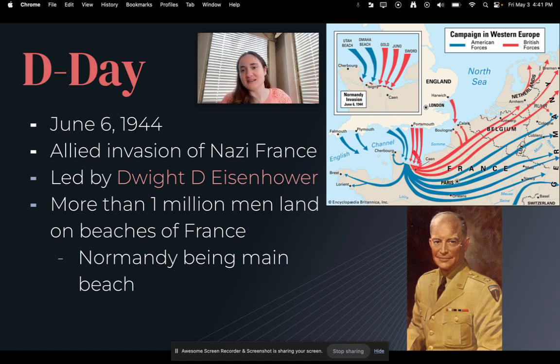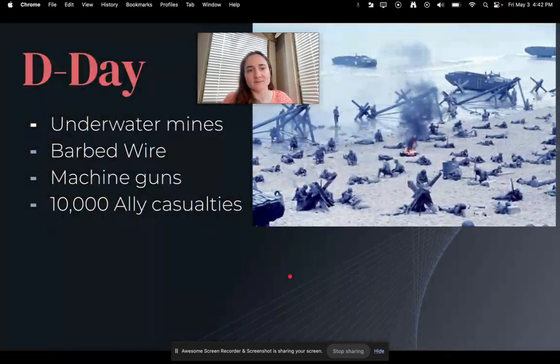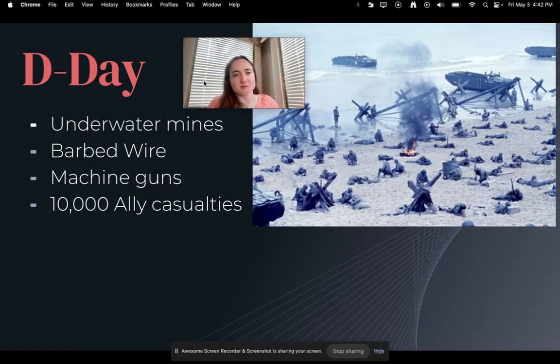So you can see here, they landed right here. Here's kind of a zoomed in of it. You can see some of the beaches, Normandy being the biggest one. And then these British and American soldiers would then push into German-occupied France and push the Germans out of France. So D-Day was really treacherous.